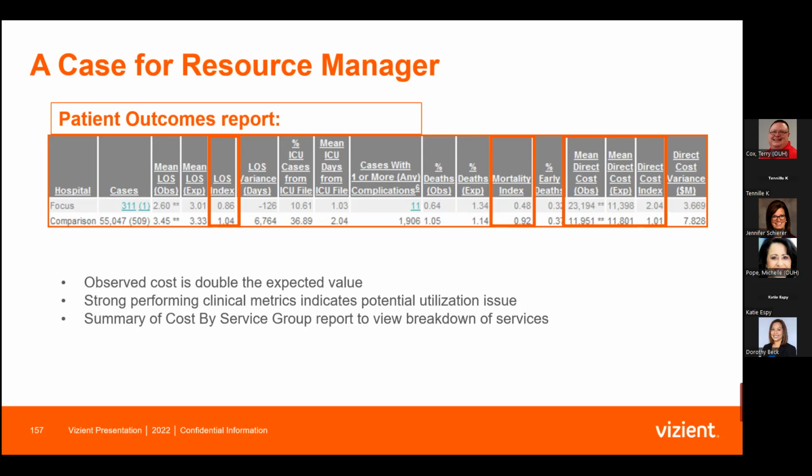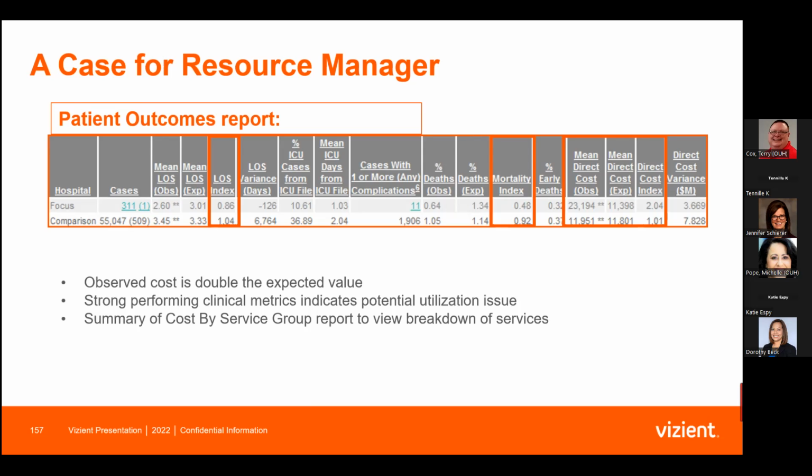So looking at the focus hospital or demo hospital, you can see that clinically their length of stay index is less than 1, the same with mortality index, less than 1. So quality-wise, they're great, right? So quality department, we're good. We're doing extremely well, even though we didn't compare with a comparison.